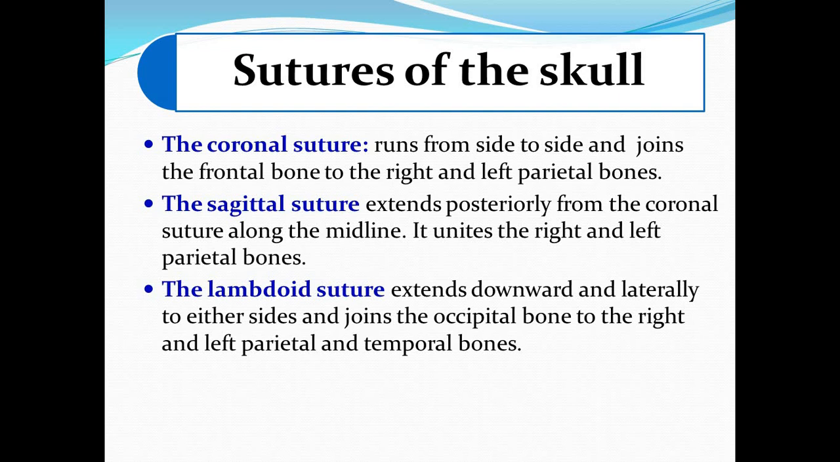The third suture is the lambdoid suture. This is named on its shape. Lambdoid is from lambda, similar to the Greek letter lambda, because it is an inverted V shape, extending downward and laterally on either side of the skull, and joins the occipital bone to the right and left parietal bones and the temporal bones.